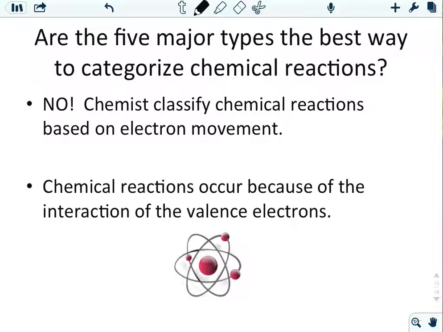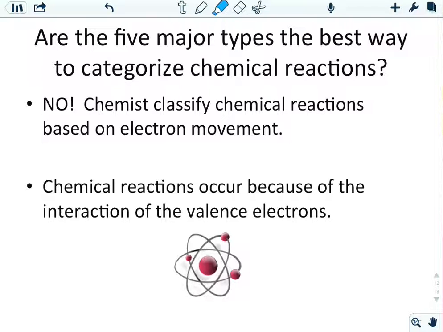Okay, so we're looking at this and it says, are the five major types the best way to categorize chemical reactions? And actually, the five types that we have, the single replacement, double replacement, synthesis, decomposition, and combustion, they're usually not the best way to categorize it. That's what we use mostly in high school.